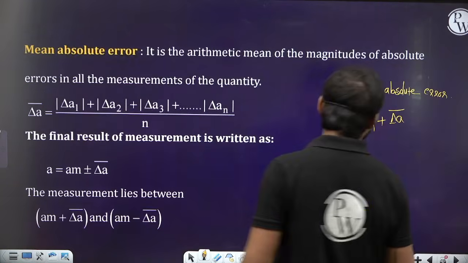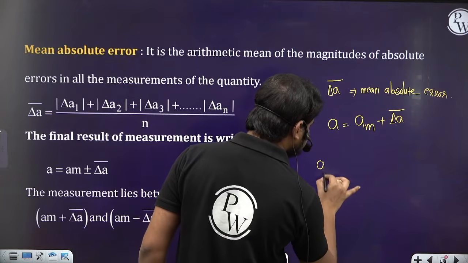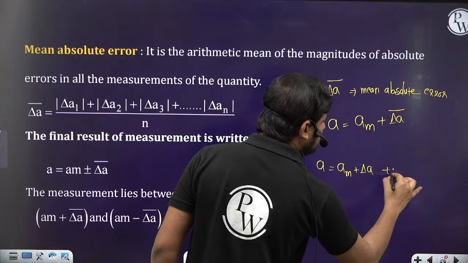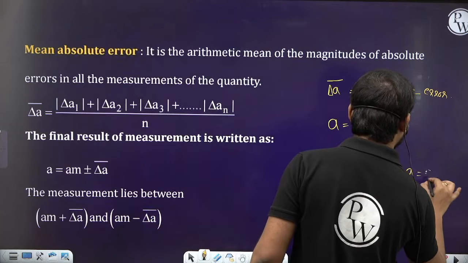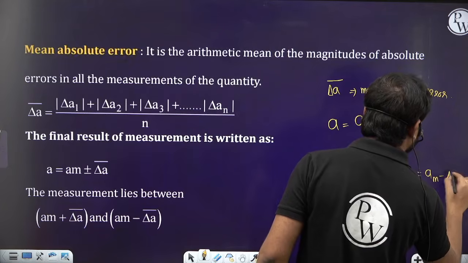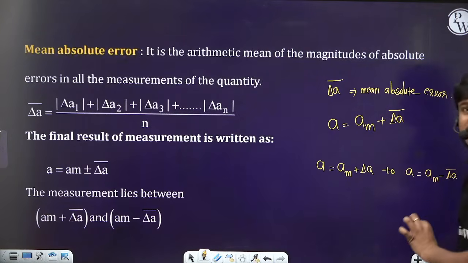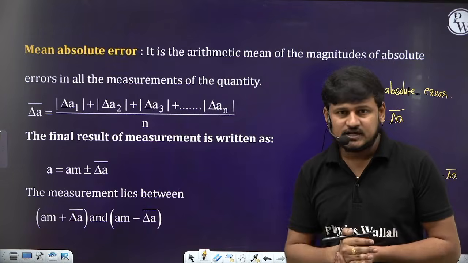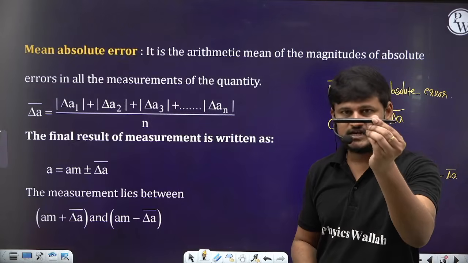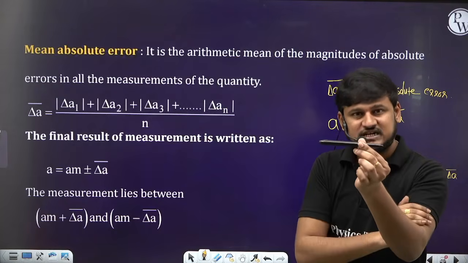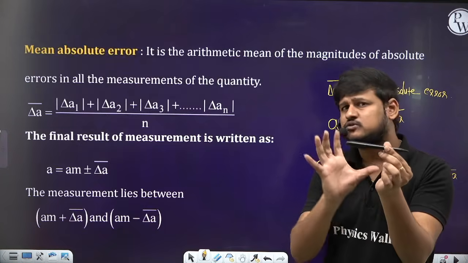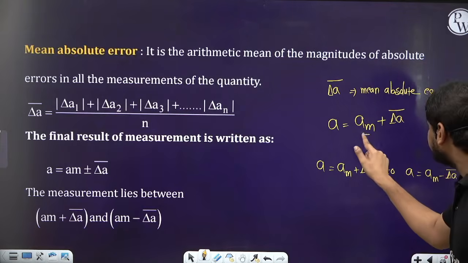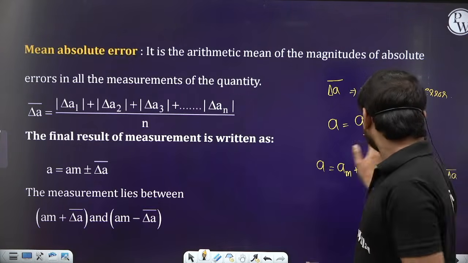Delta A. So that means your value will lie between A equals AM plus or minus delta A bar, where AM is the mean, the true value. All the students reported one value, right? I asked you the length of this. One student said 10, another said 10.1, another said 10.2, like that 20 students. So all their values divided by 20, whatever I got, that's AM. Plus or minus, what is delta A bar?